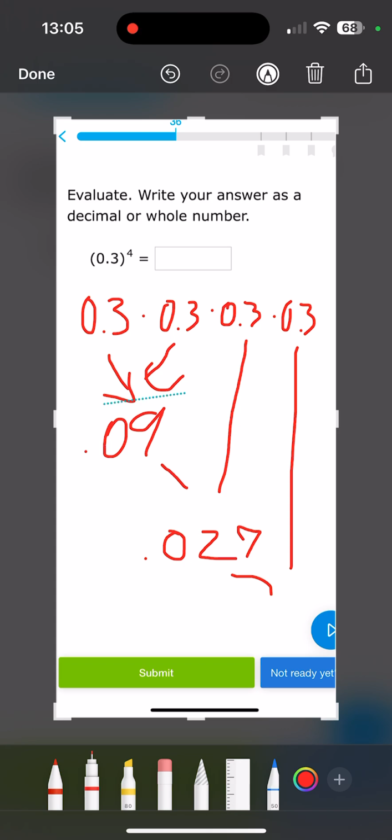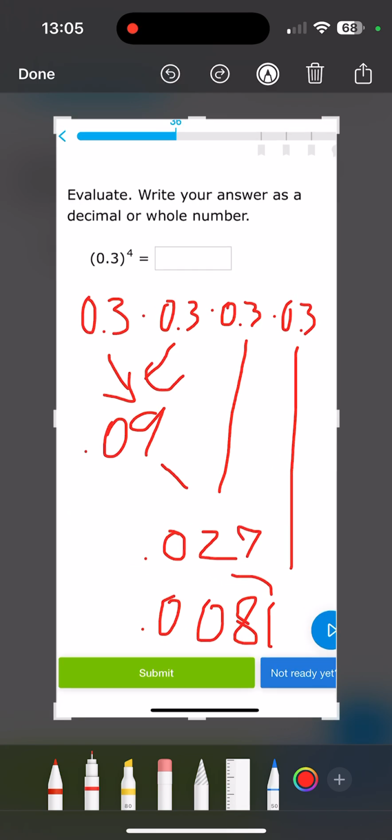I know that, what's that going to be, 81? 3 times 3 times 3 times 3 is 81. So I know it's going to have an 8 and a 1. Decimal placement is where I'm confused. So let's just do it in the calculator real quick. 0.3 times 0.3 times 0.3 times 0.3. We have 0.0081, right?